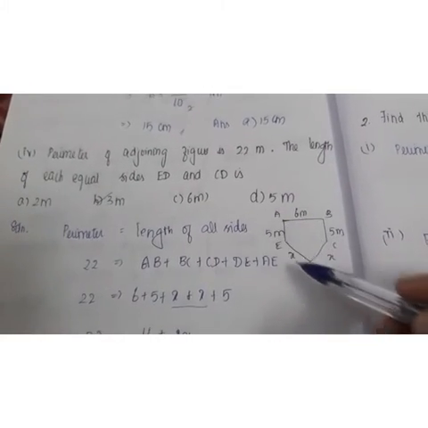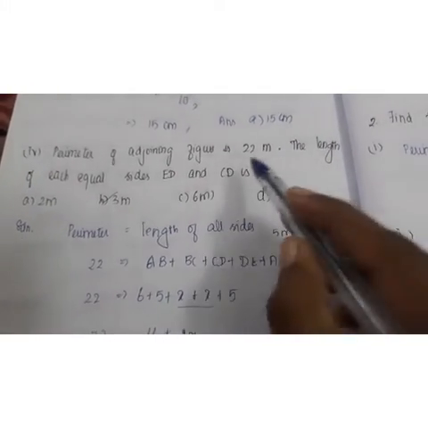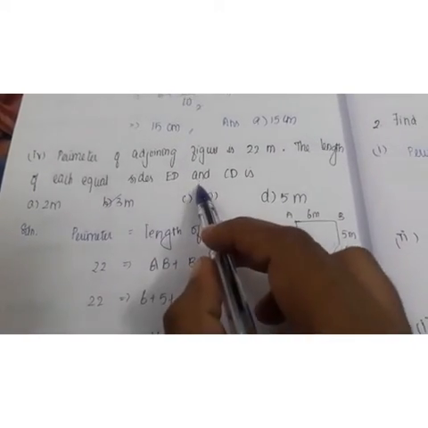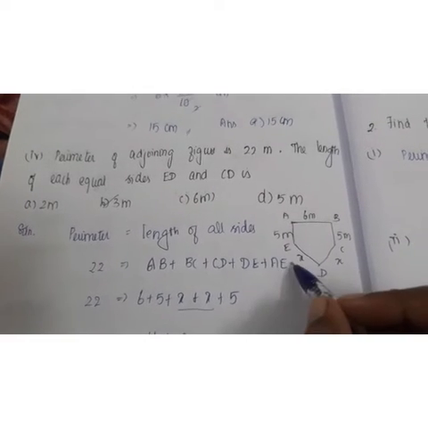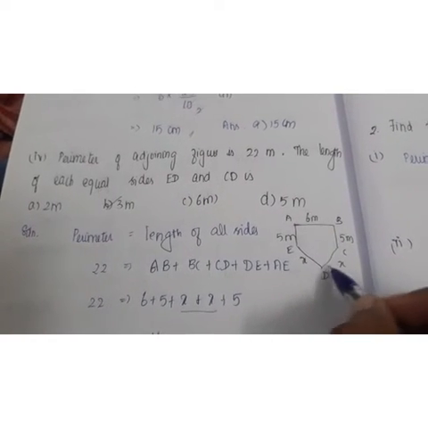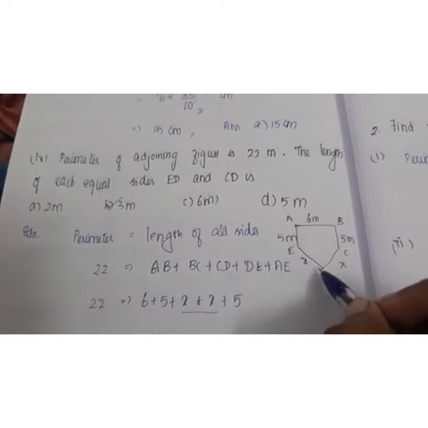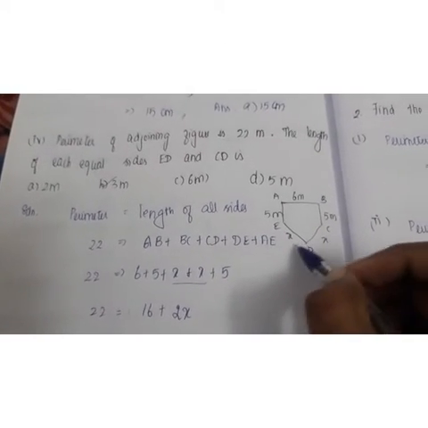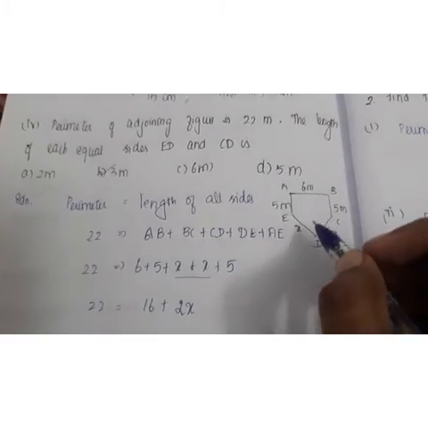Adjoining figure means this joint figure, right? This closing figure has a perimeter of 22 meter. The perimeter is given, and the lengths of the equal sides ED and CD are equal. These two sides are equal. We need to find the length of each side. Both are equal, so both should be the same.